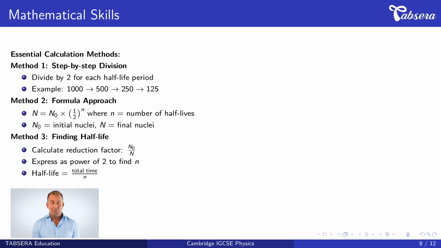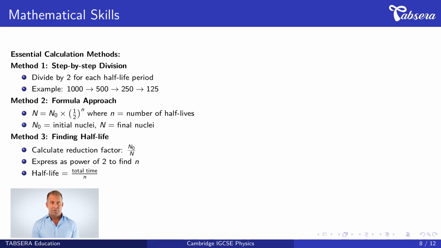Mathematical skills are crucial for half-life calculations. Let's examine 3 essential methods. First, step-by-step division. For each half-life period, divide the remaining nuclei by 2. Starting with 1000 nuclei, after 1 half-life, we have 500. After 2 half-lives, we have 250. After 3 half-lives, we have 125 nuclei. This method works well for small numbers of half-lives.